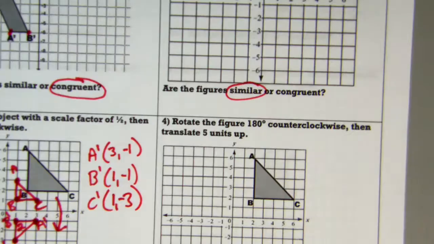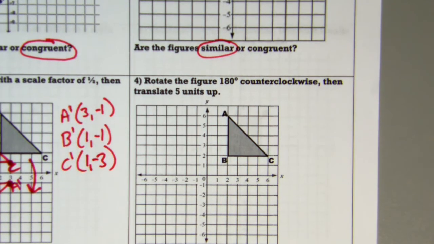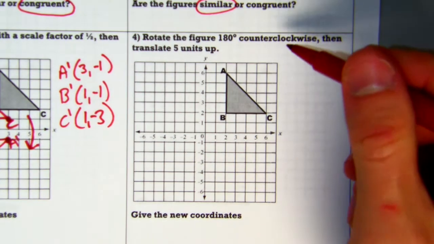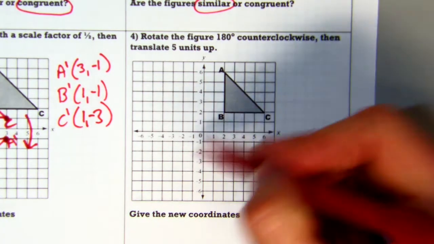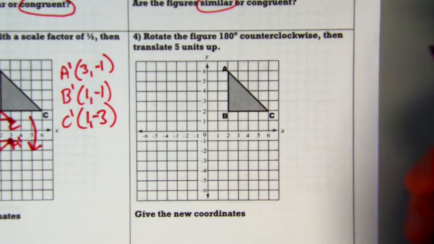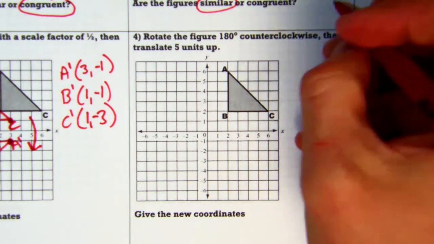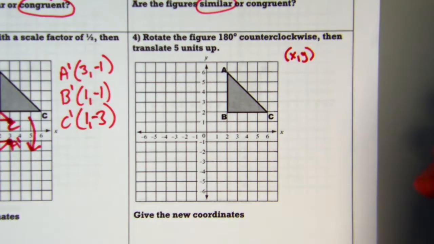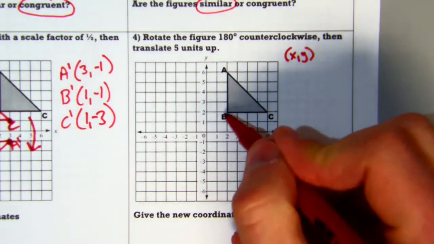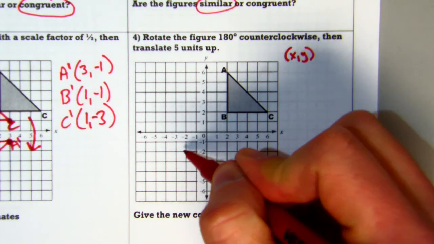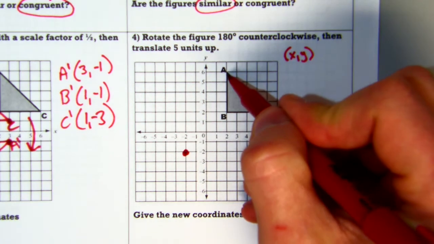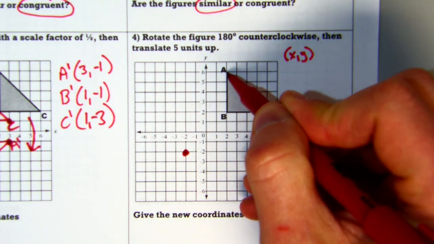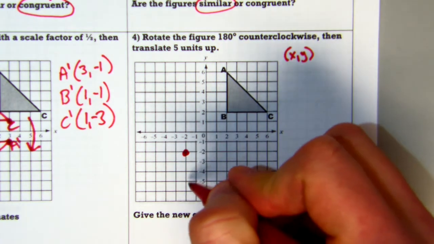Alright, number 4. I've got to rotate the figure 180 degrees, then I'm going to translate it 5 up. So when I rotate 180 degrees, it's telling me to go counterclockwise. It doesn't really matter which way I go. One thing I do know about the 180 degree rule is that I'm taking my X, Y. Okay? And so let's go ahead and see 2, 2 goes to 2, negative 2. Okay? And then my A, 2, 6 is going to actually go to negative 2, 6.